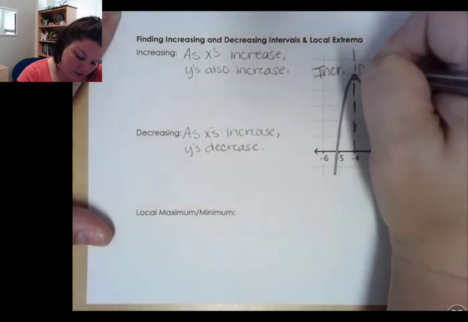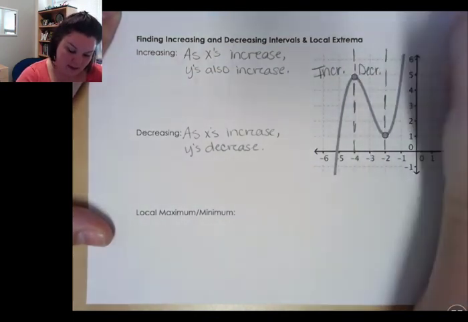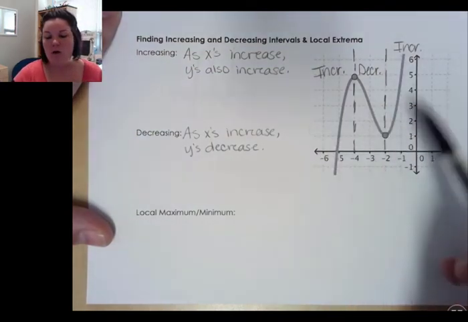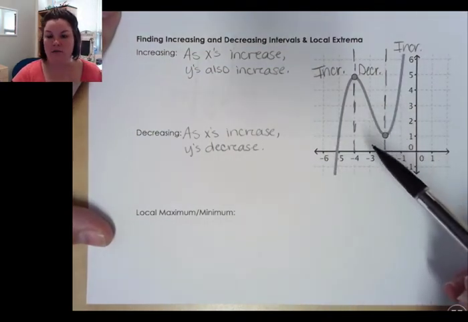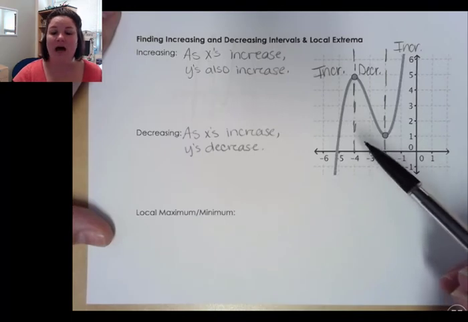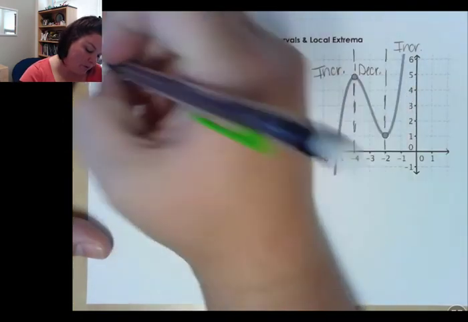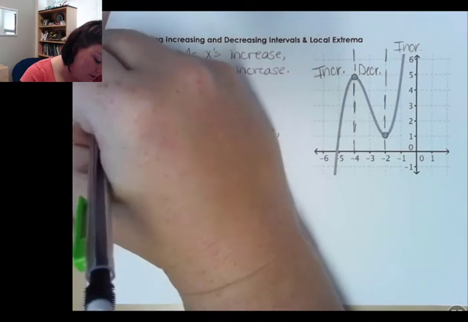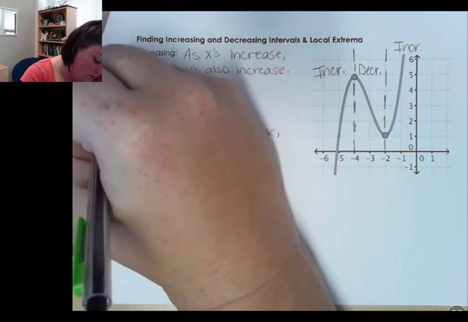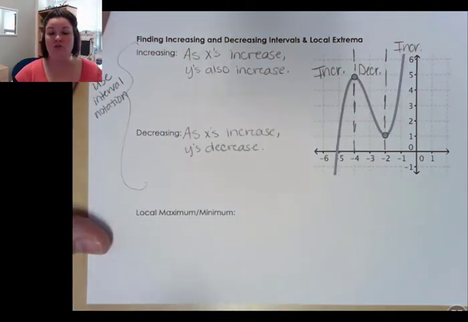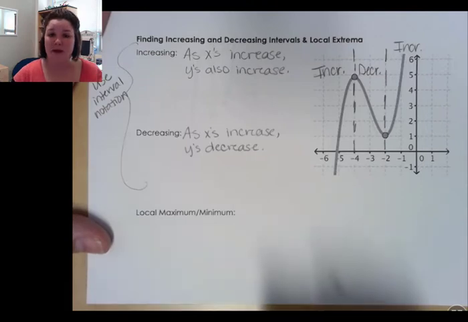And then it changes to a decreasing interval, and then it goes back to an increasing interval. Okay, so if I want to go ahead and identify these intervals, I'm going to use interval notation. So for both of these, we use interval notation to describe the increasing and decreasing intervals. And we do it in terms of our x values or our domain values.